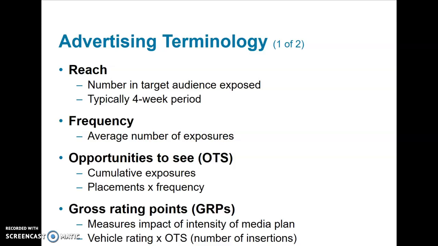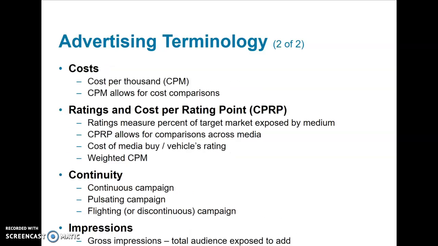Opportunities to see, this refers to the cumulative exposures over a given time period. And gross rating points measure the impact or the intensity of a media plan. So that's calculated by multiplying a vehicle's rating by the OTS. Cost for media is often per 1,000. This allows for marketers to make easy comparisons across vehicles and even media.